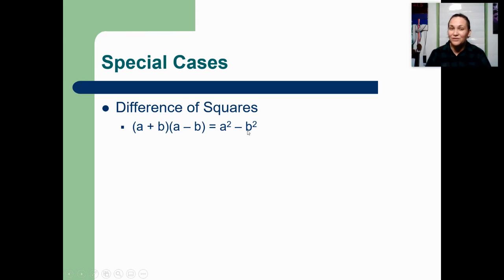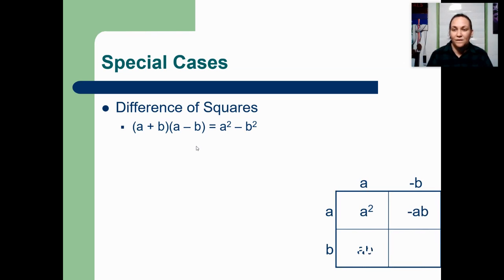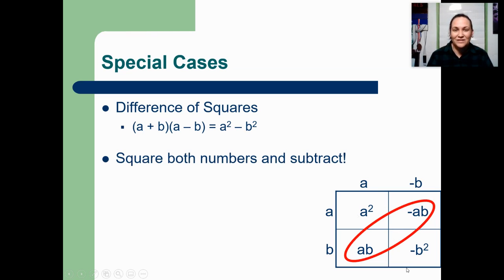Order does matter. So if you notice that you have 2 parentheses with identical terms, but one is positive and one is negative, you can instantly get your answer by remembering this pattern. Remember, the pattern is square the first. The diagonal cancels. We don't do anything with that. Square the last and make it negative. Square both numbers and subtract.